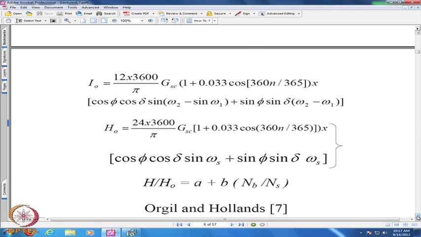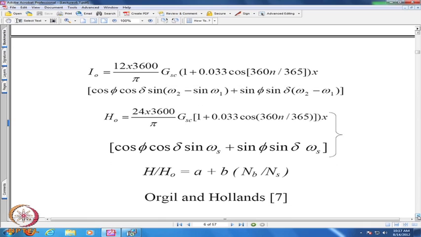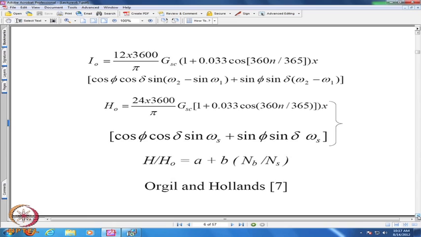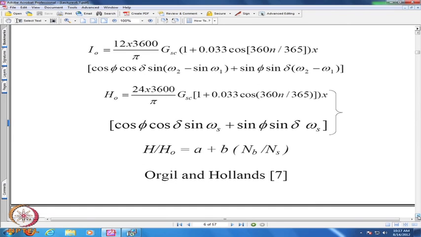Then, as a relation to the bright sunshine hours and the number of possible sunshine hours at a location on a given day, originally Angstrom and subsequently Page have correlated the ratio of the daily radiation to the extraterrestrial radiation in terms of two constants A and B, which will depend upon the particular location under consideration. In general, if the climate is similar, the A and B are similar. The N B, the bright number of sunshine hours, is measured by what we discussed in detail, the sunshine recorder, along with other instruments for solar radiation measurements.